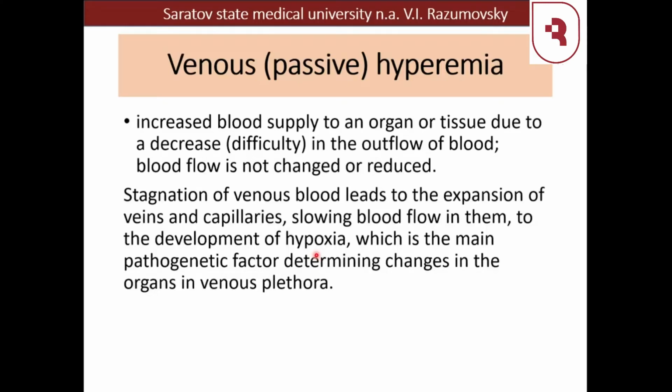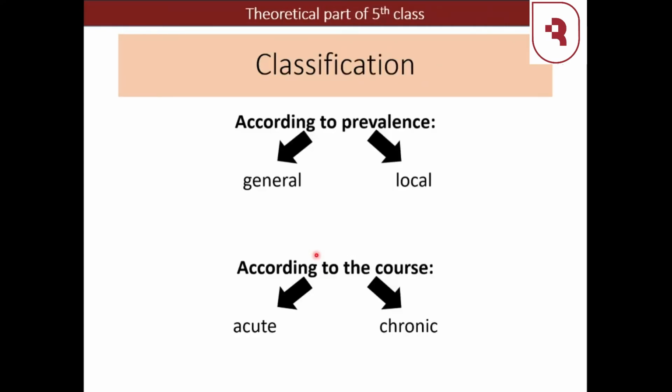We have already talked about arterial hyperemia, and we said that this pathological process will not have any significant influence on the organs. In case of venous hyperemia, we will see a lot of changes. We will see great damage of the organs and tissues as a result of this pathological process.